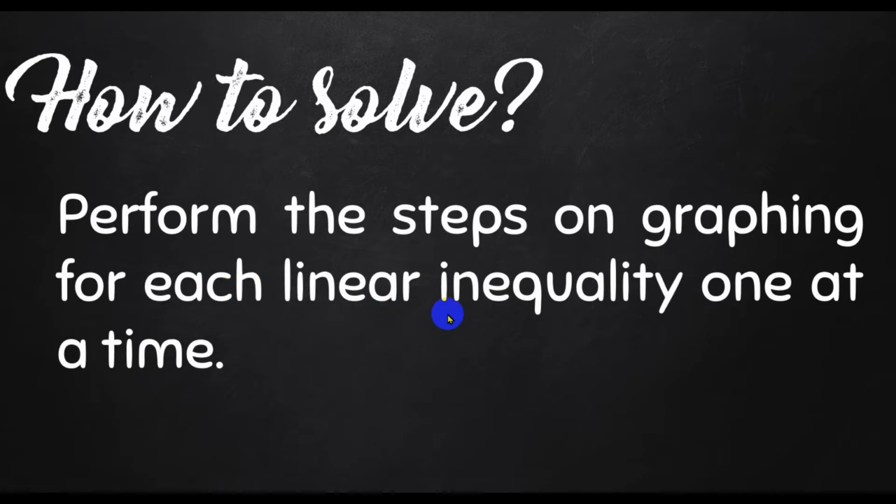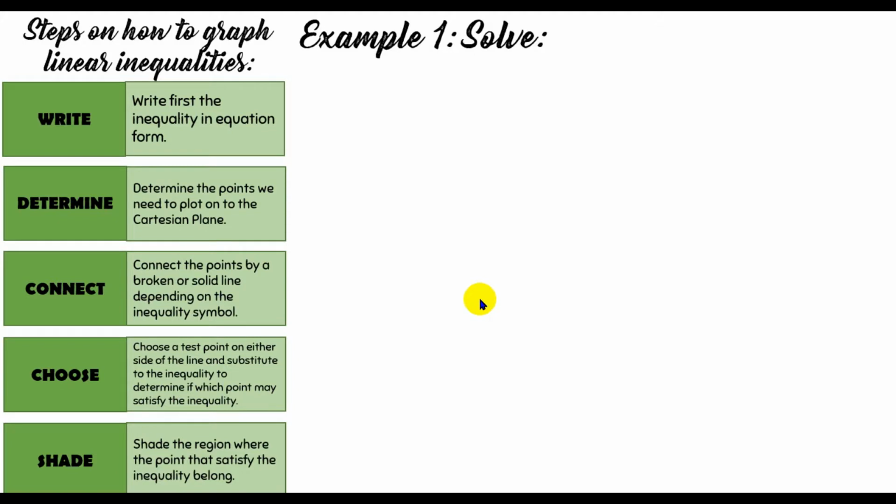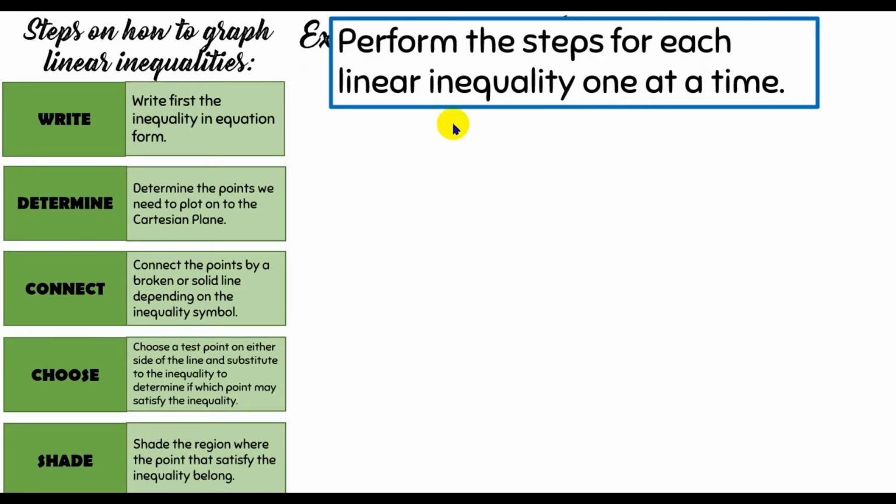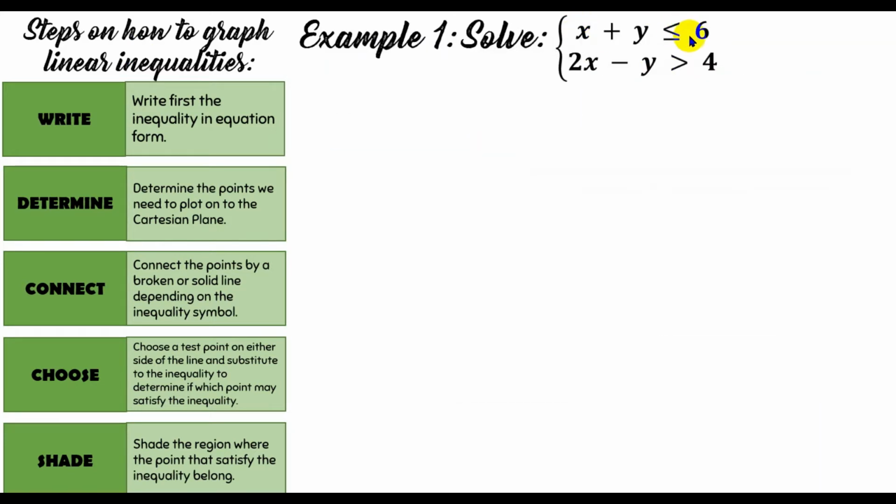So, let's have some examples on how to solve systems of linear inequality. For our example number 1, we have to solve this system of linear inequality: x plus y is less than or equal to 6 and 2x minus y is greater than 4. Remember, we have to perform the steps in graphing linear inequalities one at a time. So, that means we have to graph first our first linear inequality. Then after performing these 5 steps, we have to do another 5 steps on our second linear inequality.